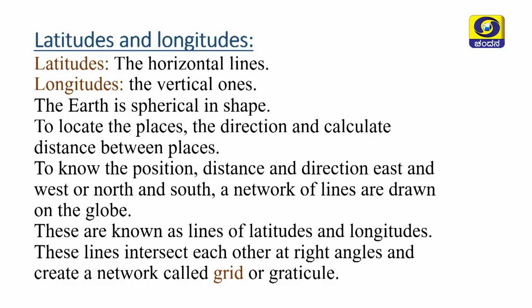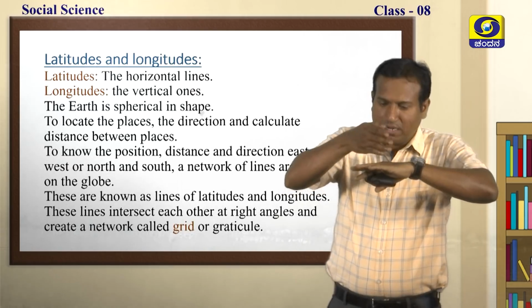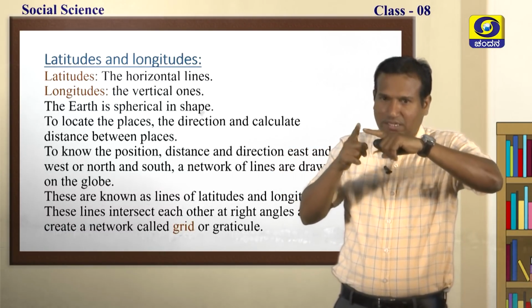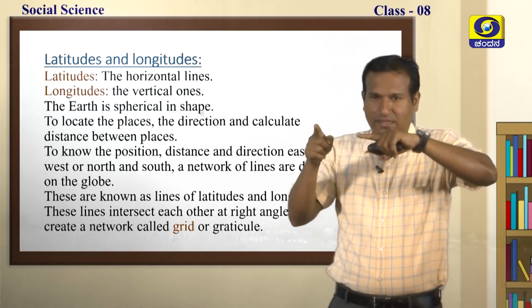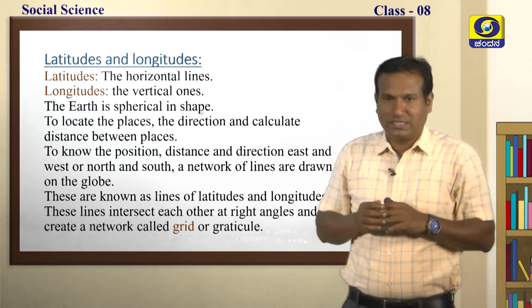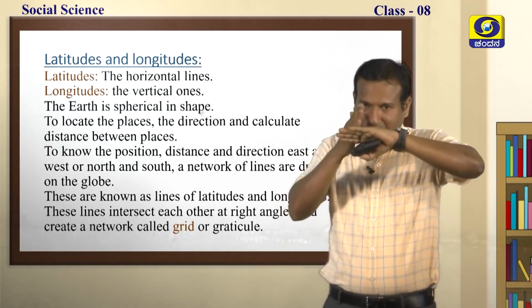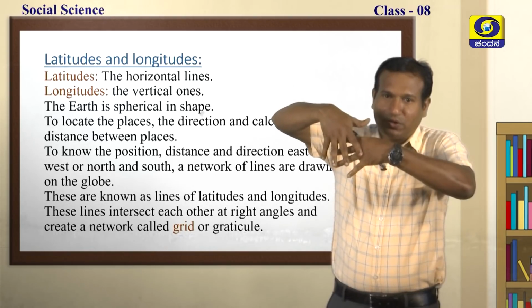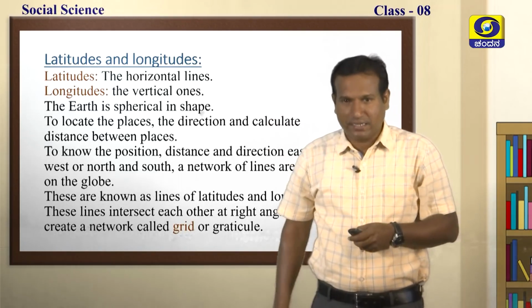These lines intersect each other at right angles and create a network called a grid or graticule. Grid in Kannada we call jaldrive. One line intersects another one. When they cross each other at right angles, that is called a grid or graticule. Graticule means it intersects at right angles and looks like a net.